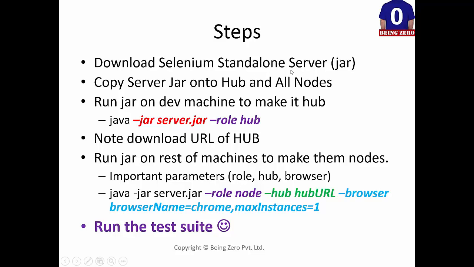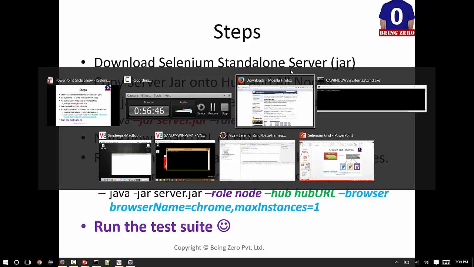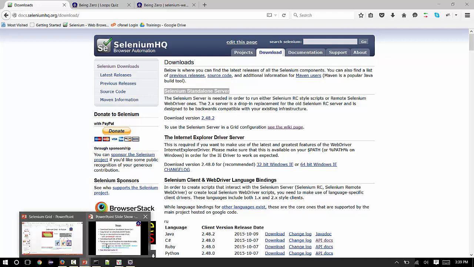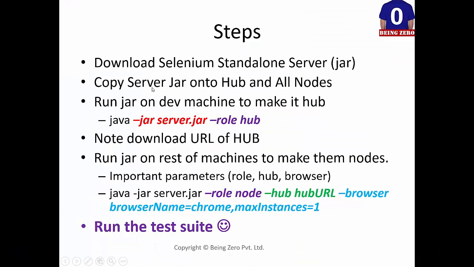says download Selenium standalone server jar file. This you will get on the Selenium site. On the Selenium site, go to download, and we can see there is a Selenium standalone server. So this is the file that we need to download, and we need to put this file on the hub as well as all the nodes. So I have already done these first two steps that are mentioned in this slide. Download this file and copy that to all the machines.